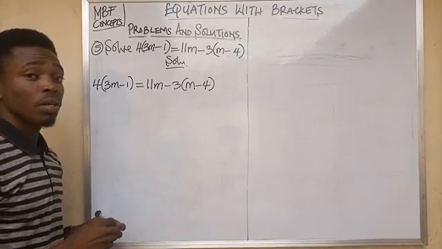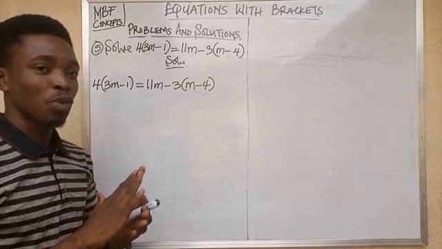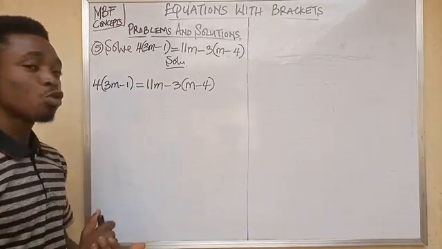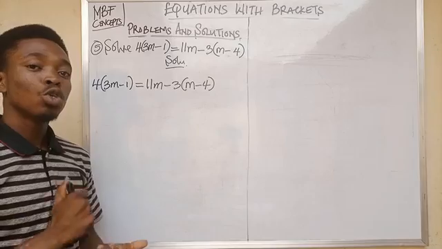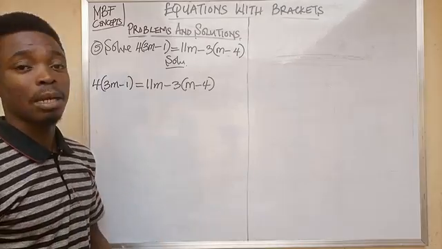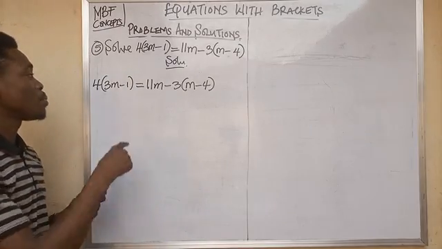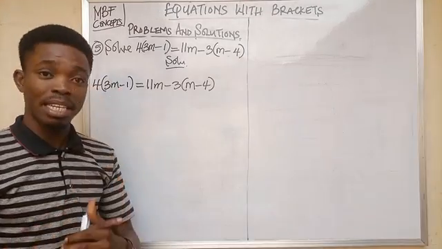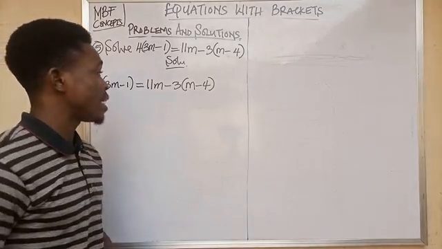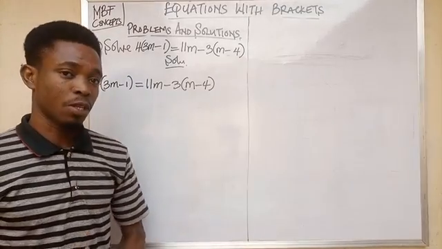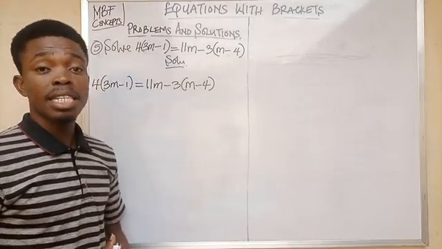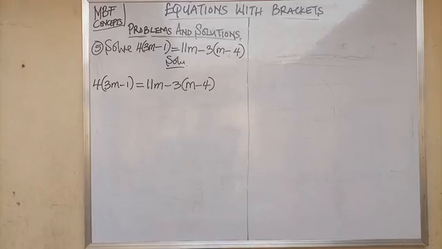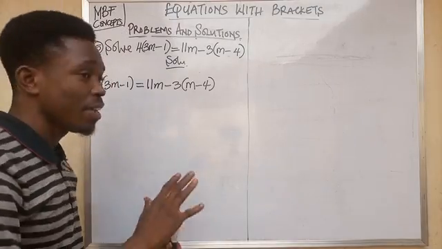Guys, the first thing that we do here is to remove the bracket by the multiplication factor. Now we have 2 brackets here, and then we have 2 multiplication factors. And what are the multiplication factors? For the first bracket, the multiplication factor here is 4. Then it shows that 4 will multiply all the terms inside this first bracket. Then the second bracket is what? m - 4. And the multiplication factor there is minus 3. So guys, we are going to be using minus 3 to remove it. Okay, so we will quickly remove the bracket.